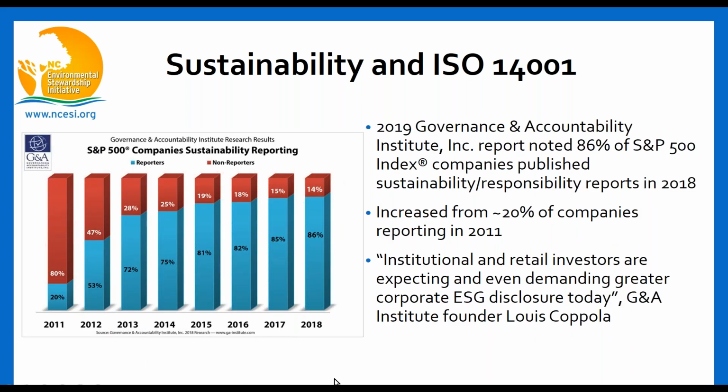And I just threw this one in. We use this in our module series where we get into a little more detail, but I thought it would be good for you guys to see. It's a little outdated because it came out in 2019. The Government and Accountability Institute produced a report that noted 86% of the S&P 500 index, those 500 companies that make that up, published sustainability and responsibility reports in 2018. And that increased from about 20%, and that was just in 2011. So you can see that the interest in sustainability has ramped up really quickly. And as I noted, both institutional and retail investors are expecting and demanding greater corporate ESG disclosure.